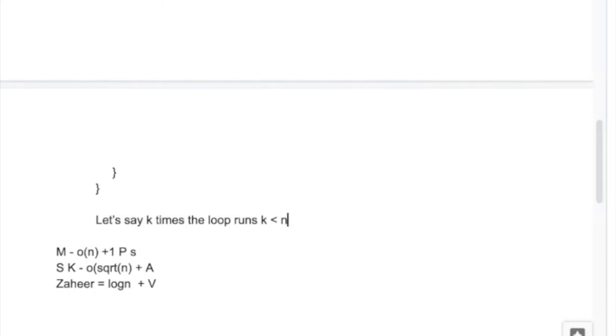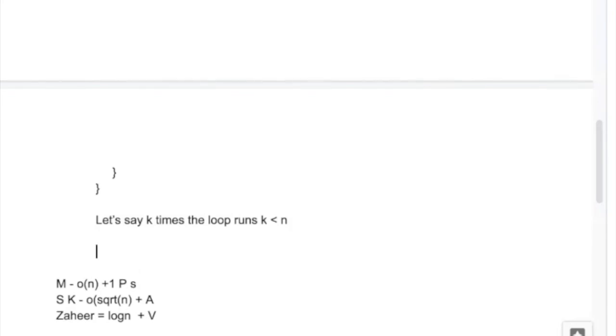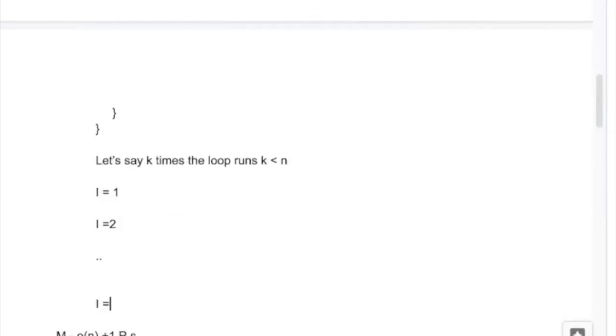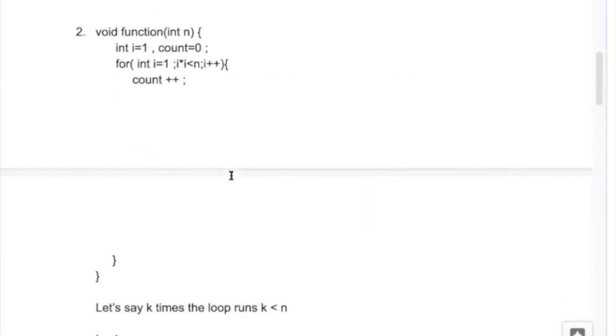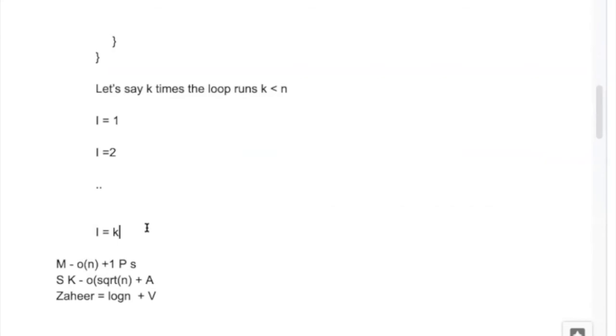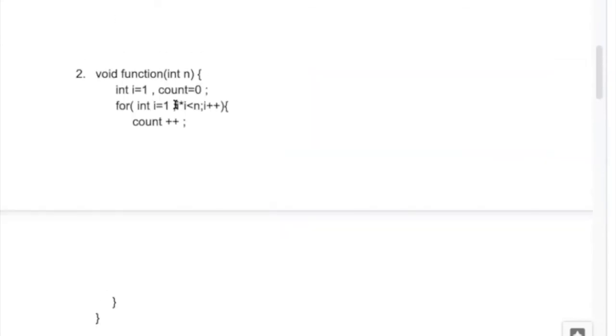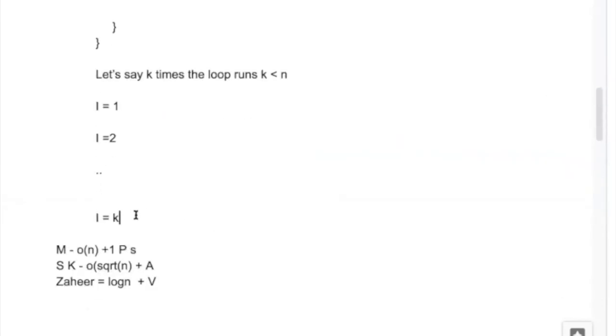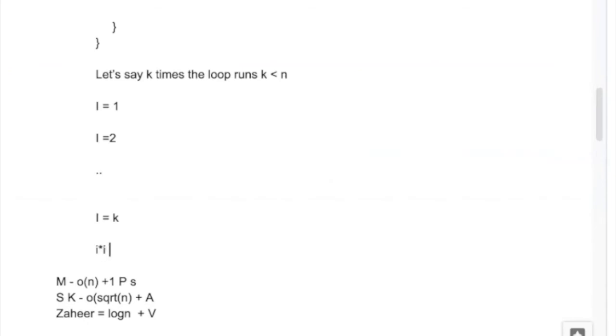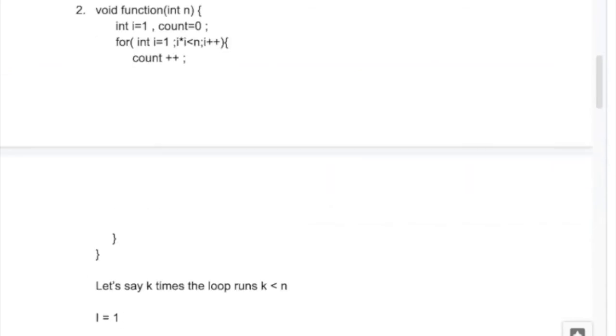Perfect. Now, if it runs k times, the value of i the first time will be 1, the second time 2. So the value of i at the kth time will be k, because i is getting incremented by 1 every time. And at that time, if the loop has to terminate, what was the condition? The value of i into i should have become greater than or equal to n. Till i into i is less than n, it will keep on running.